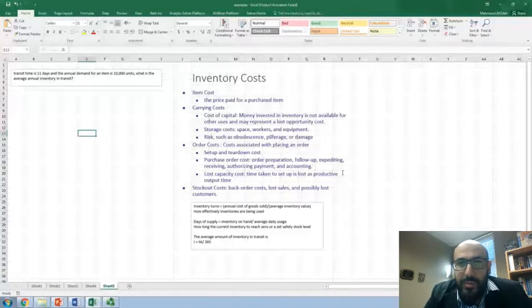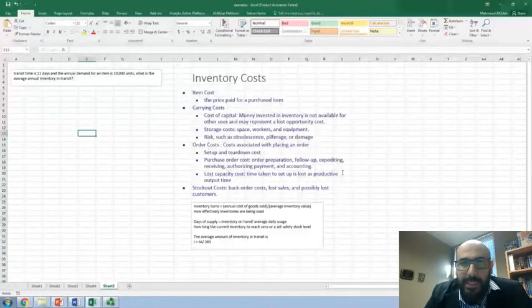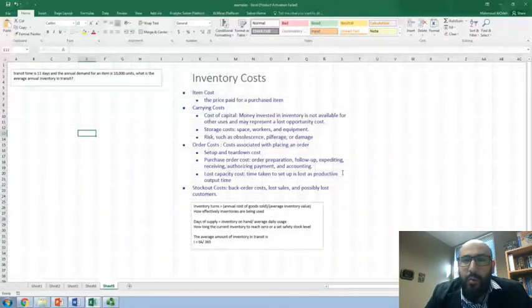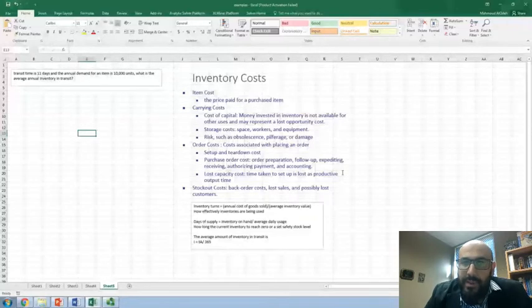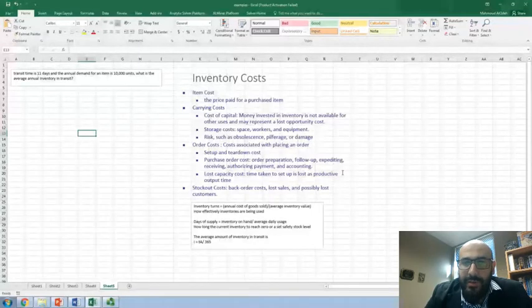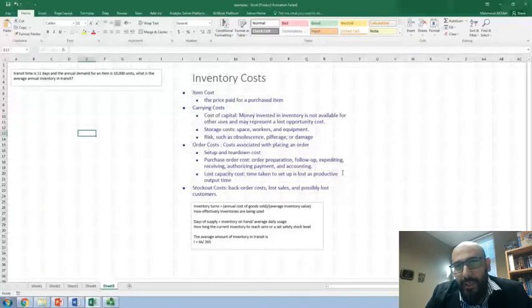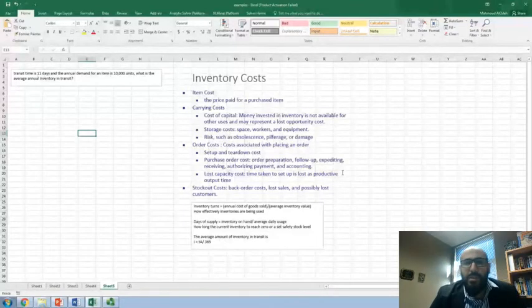The storage cost would be like the rental of the space that you're renting, for example, or the taxes that you pay on your property, the wages that you pay for your workers, equipment you purchased, etc. Risk cost, another part of the carrying cost, is related to any uncertainty related to your storage, like damage or loss, or any risk that could happen to your inventory. So item cost, carrying cost.